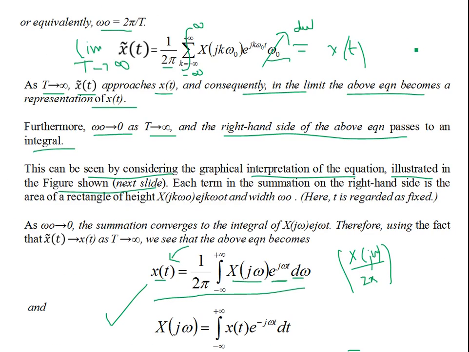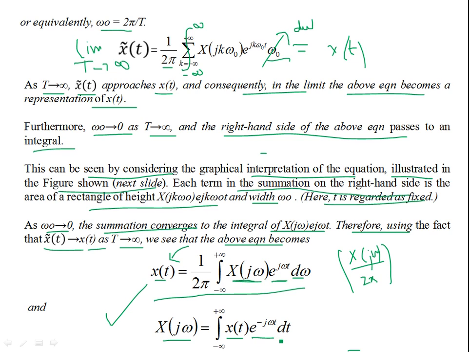Okay, so each term in the summation on the right hand side is the area of a rectangle. The height of the rectangle is X(j k omega naught) e^(j k omega naught t) with width omega naught, and t is regarded as fixed. So as omega naught becomes very small, the summation converges to an integral of e^(j omega t). Therefore, using the fact that x tilde(t) is x(t) as the period goes to infinity, we see the above equation becoming an integration form, where X(j omega) was defined earlier as the envelope of the Fourier coefficients, given as the integral of x(t) e^(-j omega t) dt.